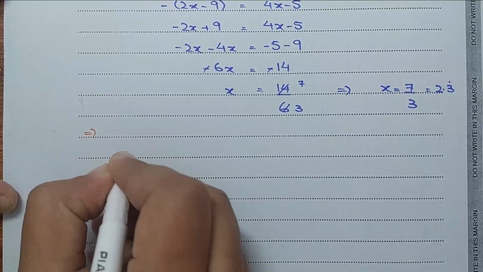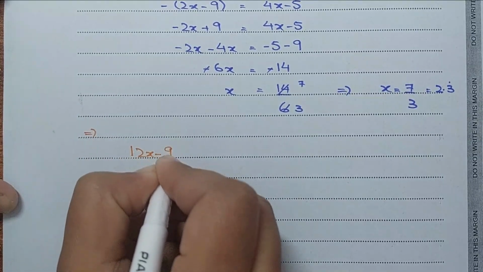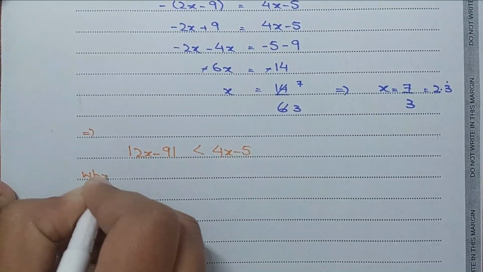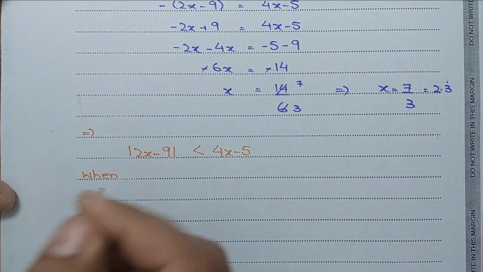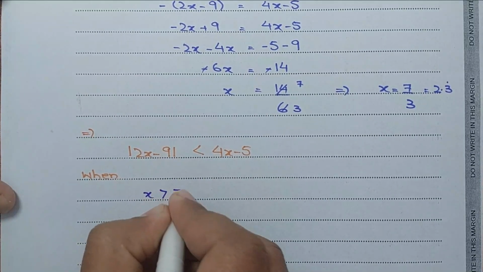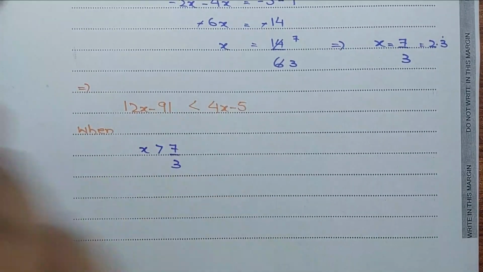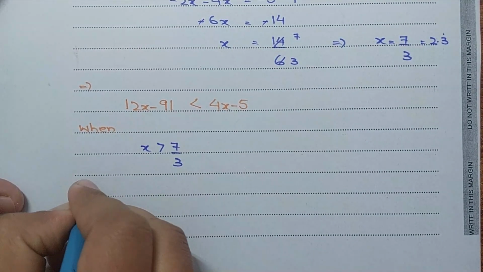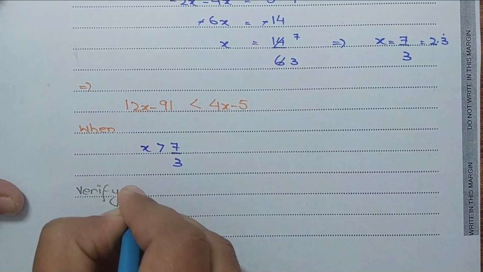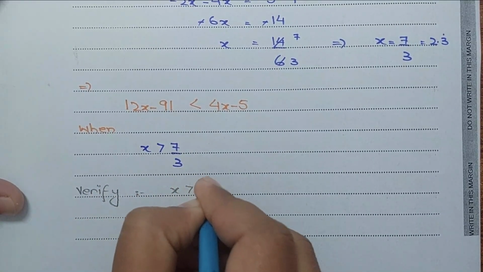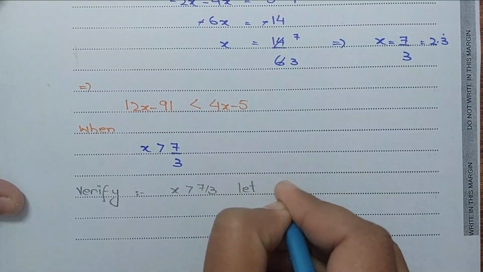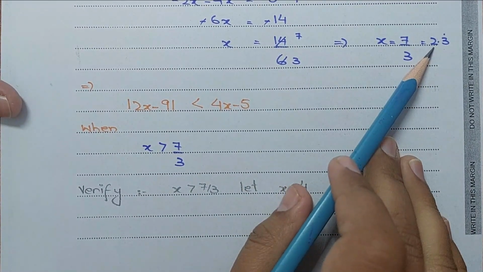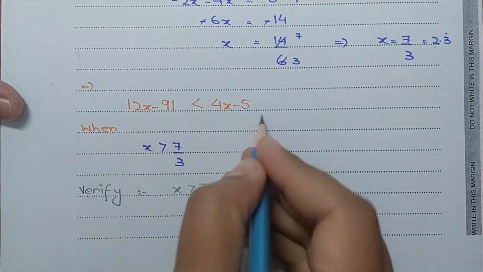So this implies absolute of 2x minus 9 is less than 4x minus 5 when x should be greater than 7 by 3, right? So we need to verify this. Let me verify this. So let me pick the value which is x greater than 7/3. So we can say let x equal 4, because 7/3 is 2.3333, so we can take 4 and check the inequality, this one, right?